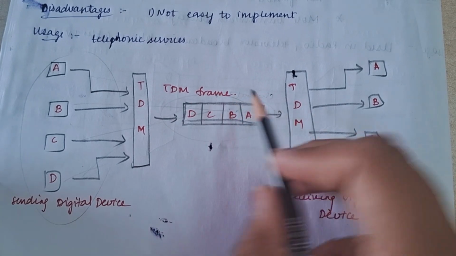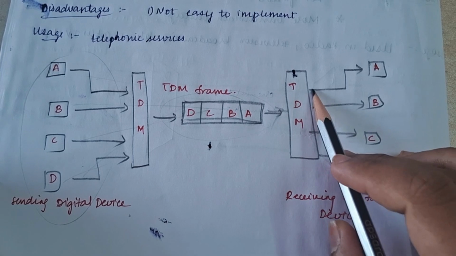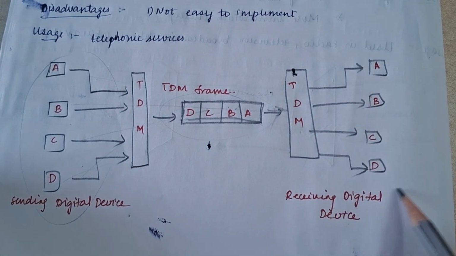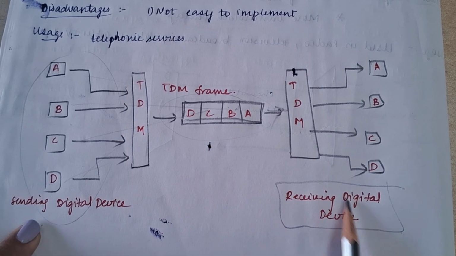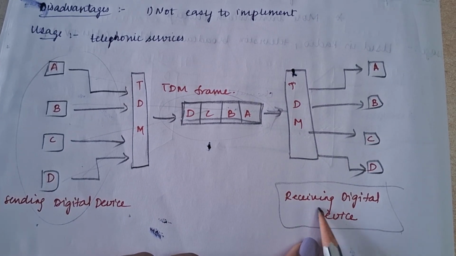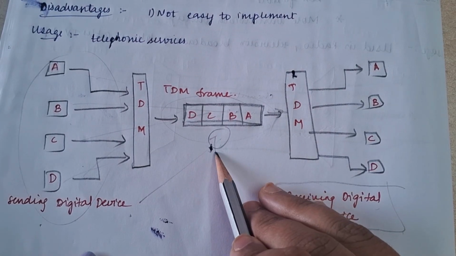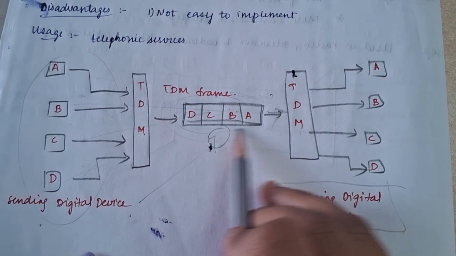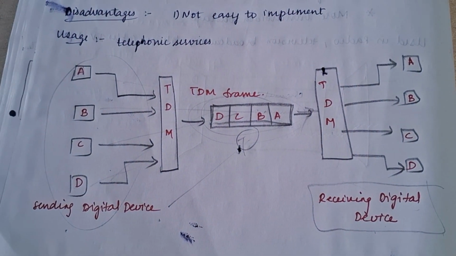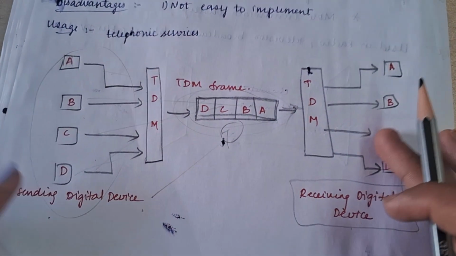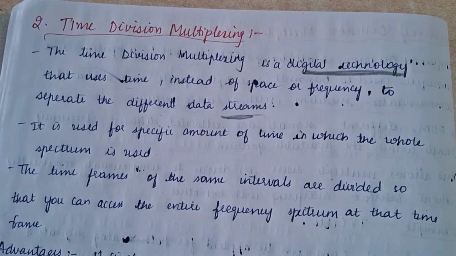After this frame, it will again be shared to the TDM, and this TDM will be given to the receiving digital device. From the sending digital device, the data has been transferred to the receiving digital device using the TDM frame. Okay, here the TDM frame contains the time instead of the space that would be required. Okay, next thing, a definition and diagram has been defined.